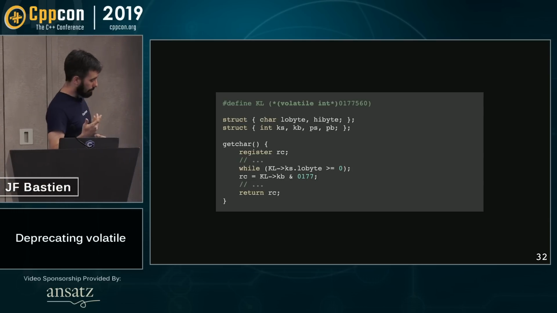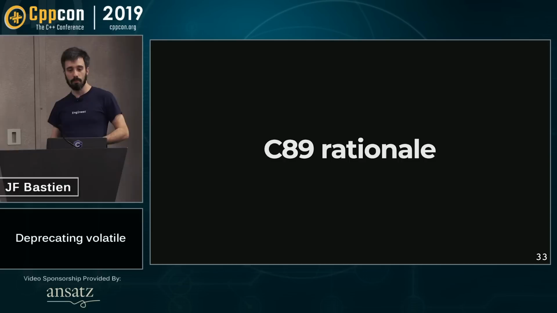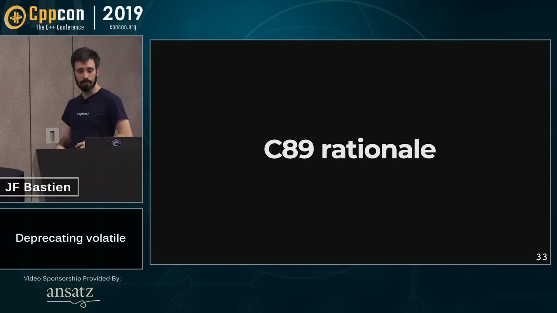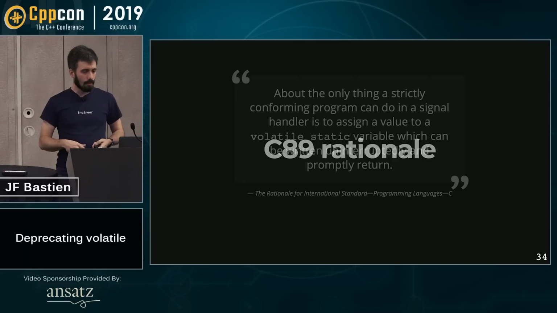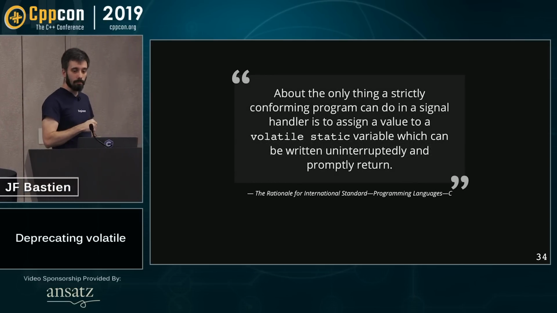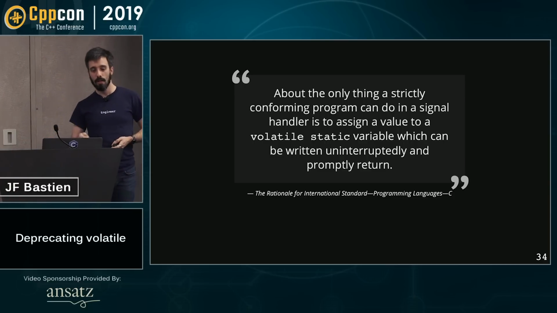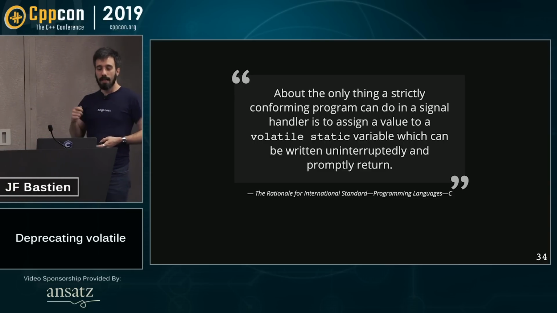So there's actually a book that documents the C89 rationale, and I went through it to try to figure out, well, what was the intent of volatile? So here's an example. It says, about the only thing a strictly conforming program can do in a signal handler is to assign a value to a volatile static variable, which can be written uninterruptedly and promptly returned.